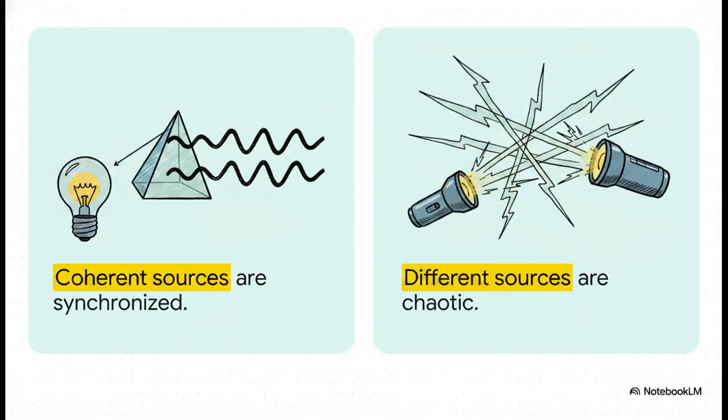I want to pause on that first rule for a second, coherence, because it is vital. You absolutely cannot get a stable interference pattern just by shining two random flashlights at the same wall. Light from two completely different sources is chaotic. The waves are totally out of step. For a visible pattern to emerge, the light waves must be perfectly synchronized. They need to act like a perfectly coordinated marching band. This is what we mean by coherent sources. And usually, the best way to get this is to take a single light source and physically split it so you know the resulting waves are perfectly matched.